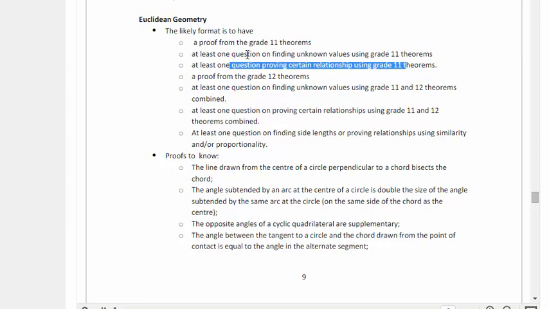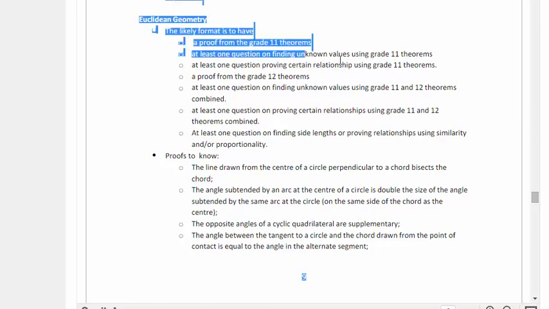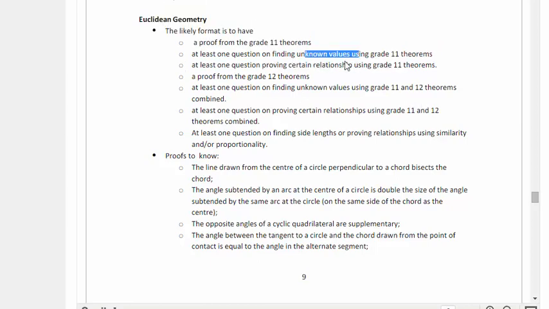So in other words, one question would be, they give you literally an angle of 34 degrees in a sketch, and then they ask you to find certain other angles in that sketch. Another one would be proving relationships. So they tell you, prove that this angle is equal to that angle, or this side length is equal to that side length. So there'll probably be a question where they give you values, but then there will be a question where there's no values, and you have to show that this angle is equal to that angle. Likely to be a grade 12 proof.